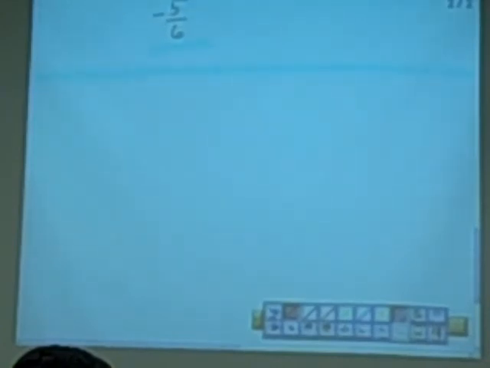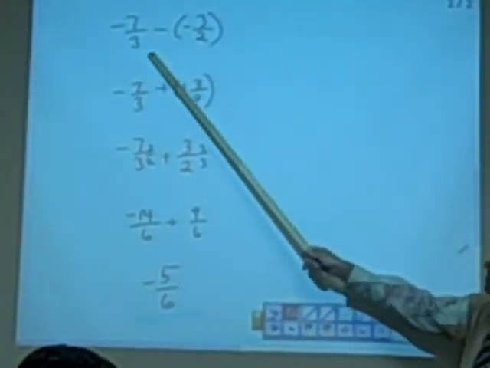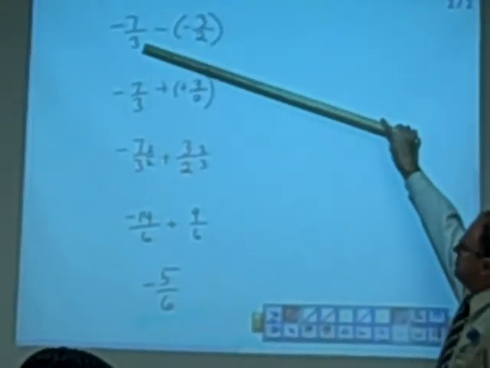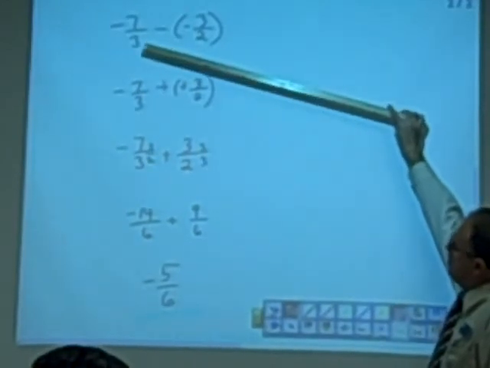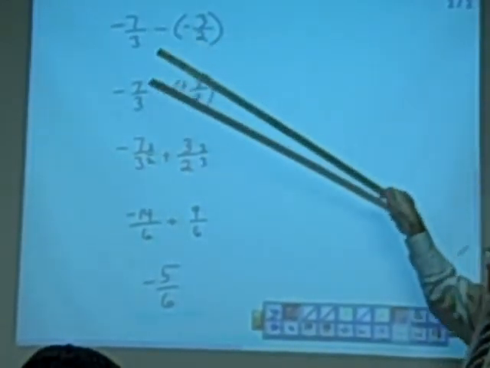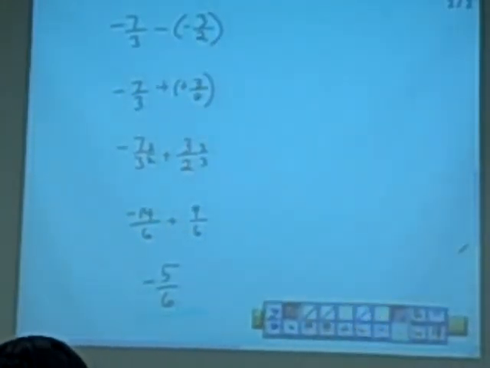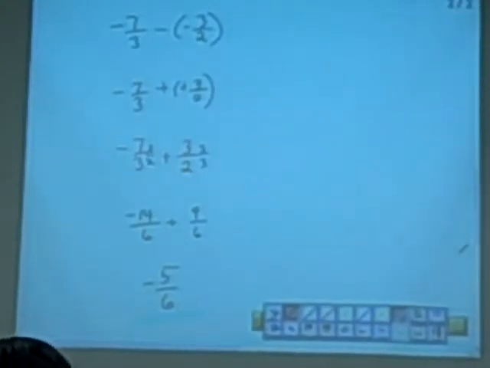Alright. So, let's come back here for a second. The process here is the same as far as the signs go, if we did not have denominators. If we just had negative 7 minus negative 3, we would still change the signs just like we would with fractions. Okay, that process is still the same.